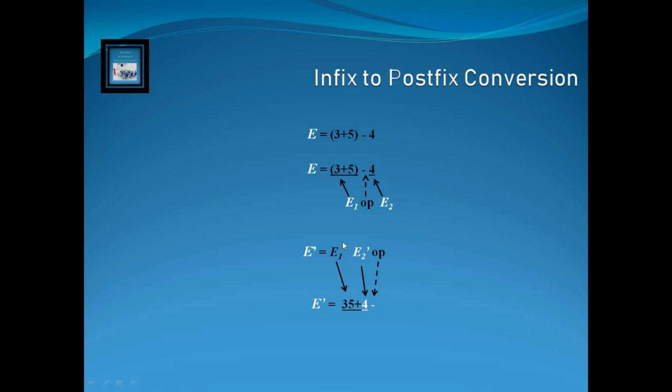Okay, so first expression's postfix form, that is 3 5 plus, will come first, and then after that the second expression's postfix form, that is just 4, will come next, and then the operator will come. So it means for this infix form expression, the postfix form will become 3 5 plus 4 minus.